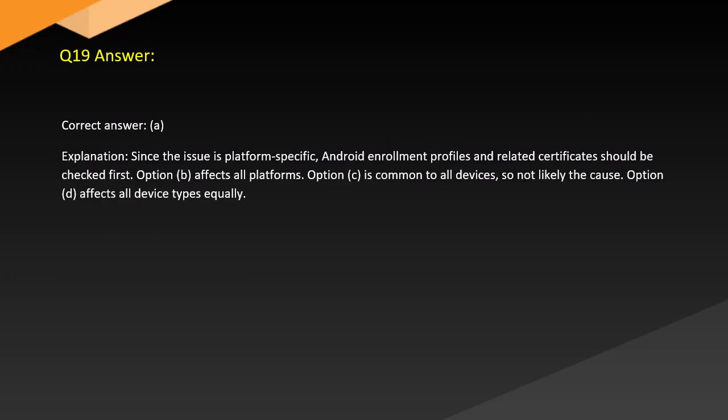Answer. Correct answer: A. Explanation. Since the issue is platform-specific, Android enrollment profiles and related certificates should be checked first. Option B affects all platforms. Option C is common to all devices, so not likely the cause. Option D affects all device types equally.